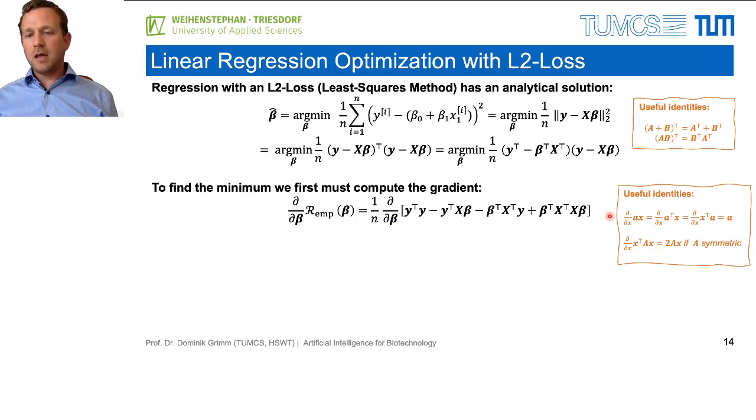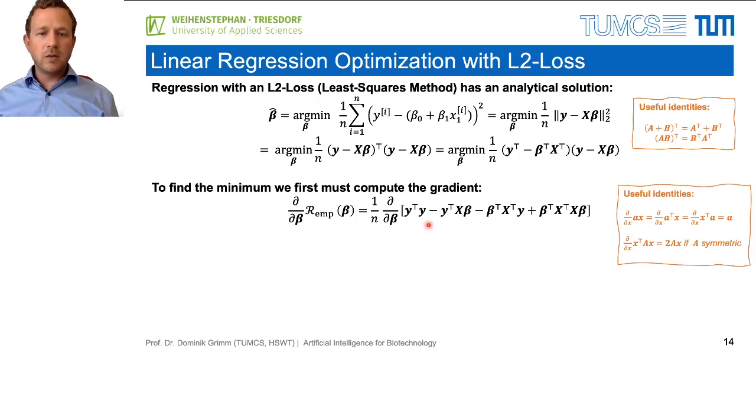And therefore we might use again some useful identities. The derivative of a transposed times x with respect to x is the same as the derivative of x transposed times a, which is a. That's what we know from basic calculus. And another useful identity is that when we compute the derivative with respect to x of x transposed times A times x, then this is nothing else than 2 times A times x, in the case that A is symmetric. So let's now do the derivative here.